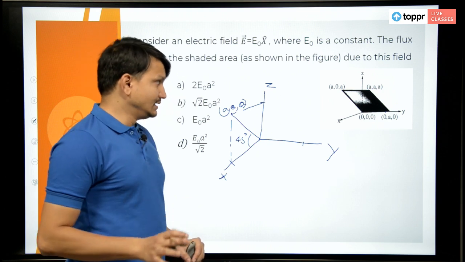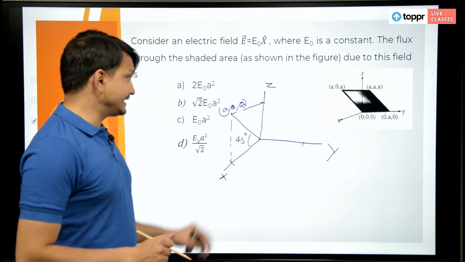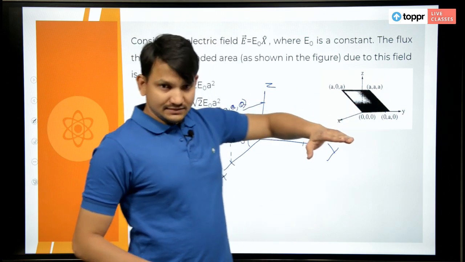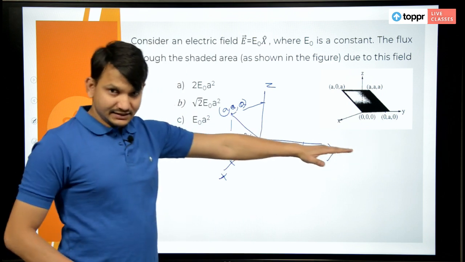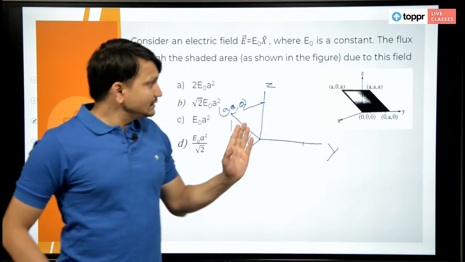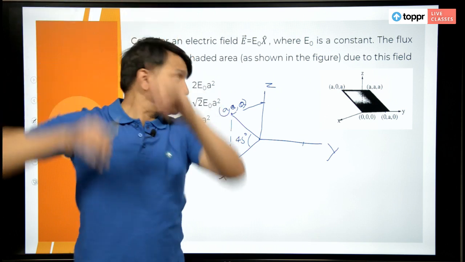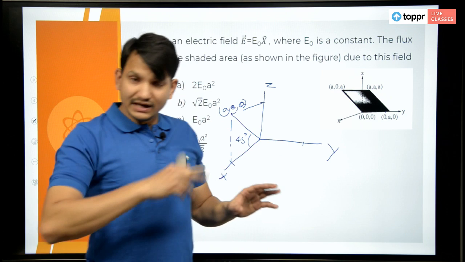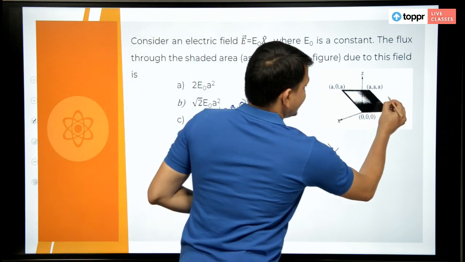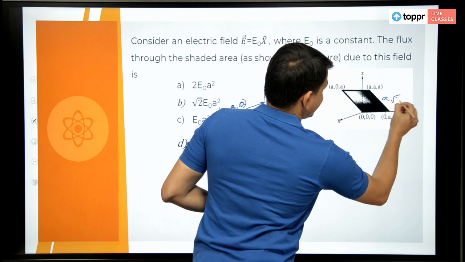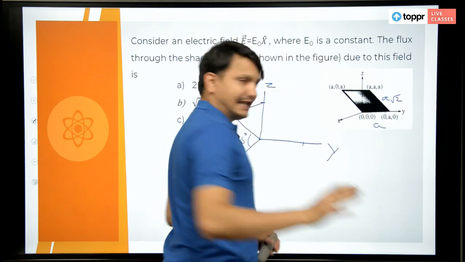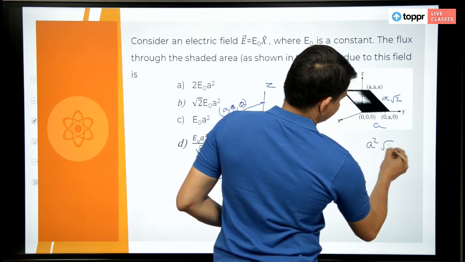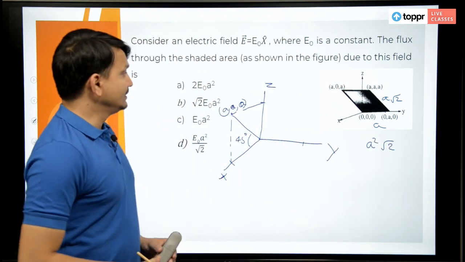Now, can we find the area of this rectangle? Yes, we can. The base length of this rectangle is a, and the slant length you can find is the square root of a squared plus a squared plus 0 squared, which would be a root 2. This other side is a, so the area is a square root 2, or root 2 a squared, whatever you write.